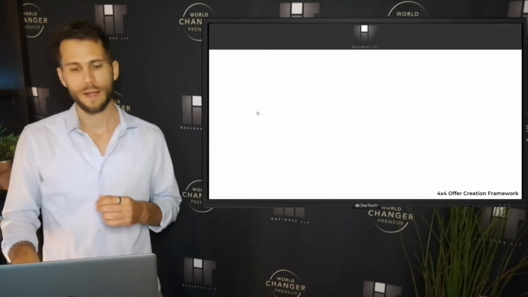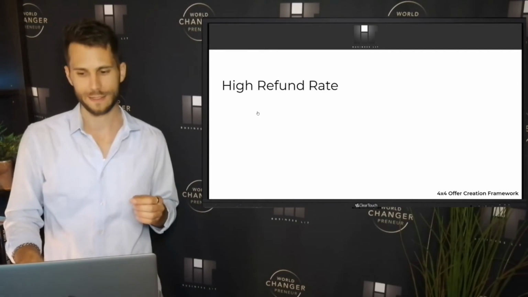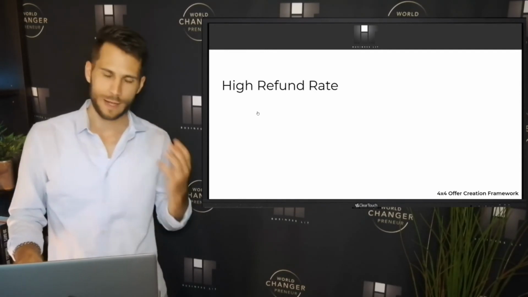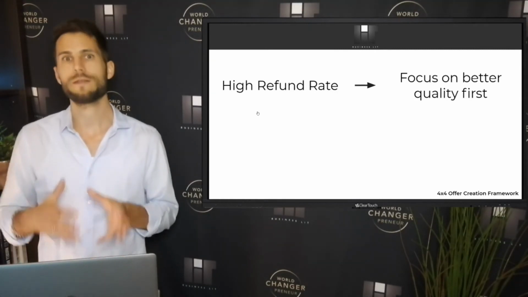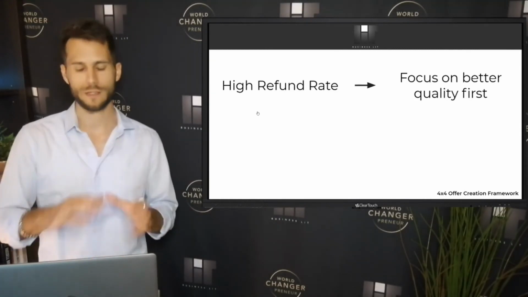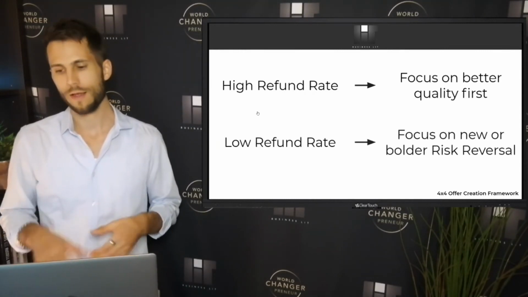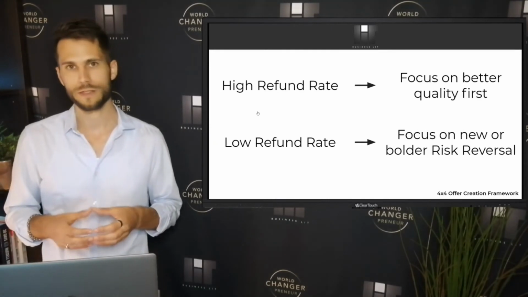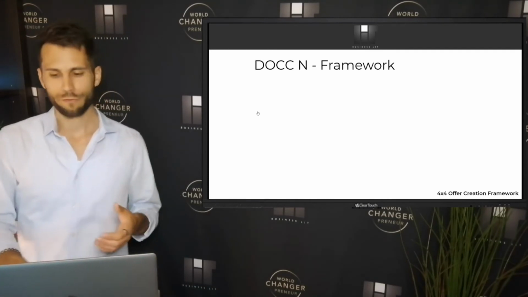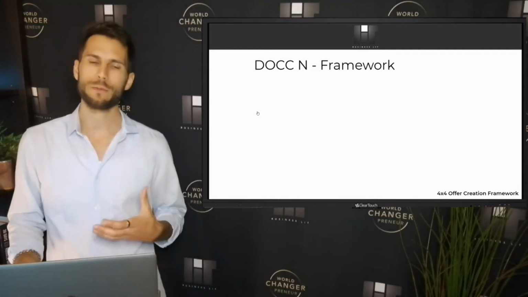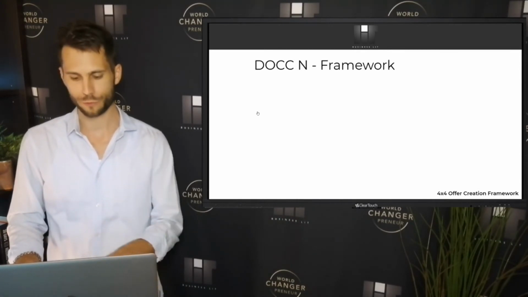One quick disclaimer: if you have a high refund rate, then I would advise that you first focus on getting better quality. Do that first, and when quality is good and the refund rate is low, then focus on the bold risk reversal, and that will definitely help increase conversions and make more sales. So let's look at the DOC framework and how this works, and how you will be able to implement a really bold and successful risk reversal for your business and your offer.